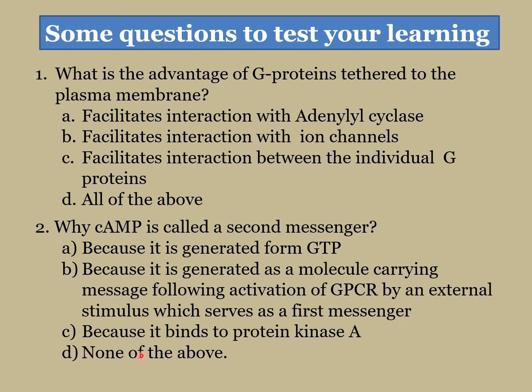Number C is because it binds to protein kinase A. Now cyclic AMP does bind to protein kinase A, and therefore this is also a partially valid option, but the right option is option number B.